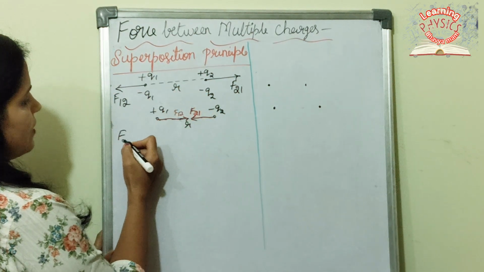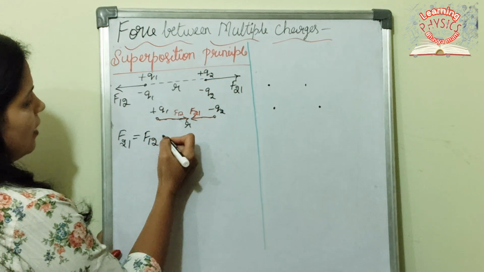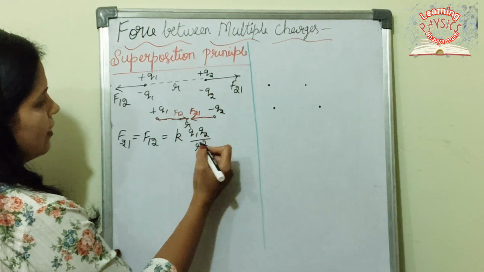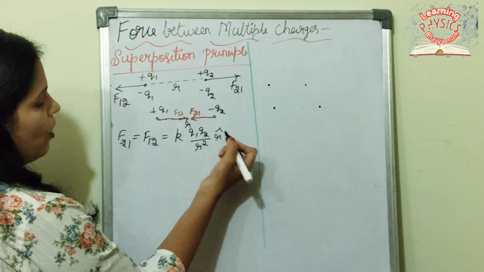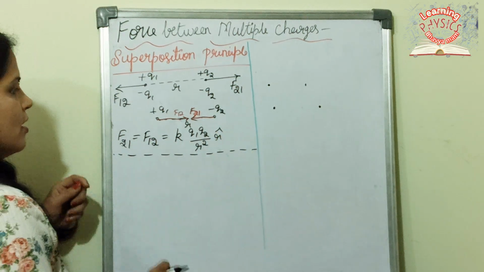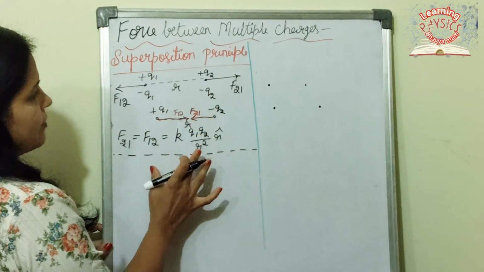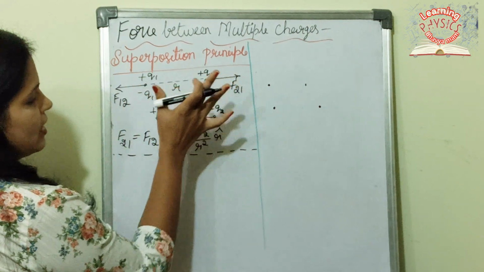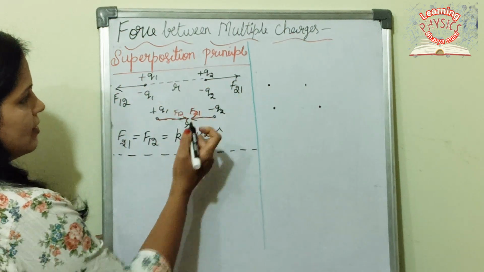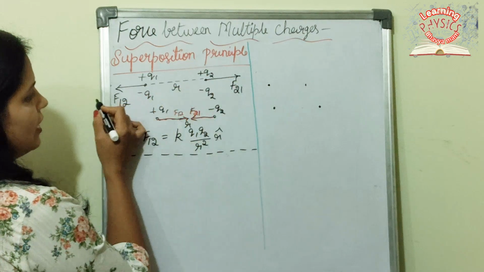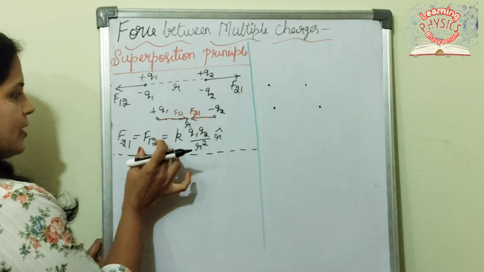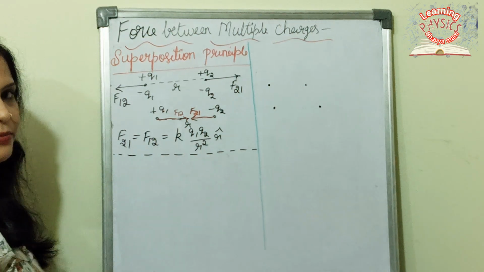Now, what is the magnitude of these two forces? They are equal, and it is given by the expression K Q1 Q2 by R squared times R cap. You can write R12 or R21. So we learned this much in the last video, right? And here you can notice that the forces, either repulsive or attractive, act along the line joining the two charges. So Coulomb's law tells about the magnitude and direction of the forces between two charges, right?